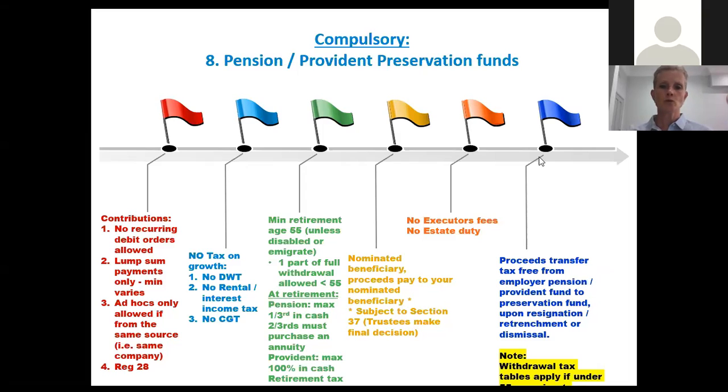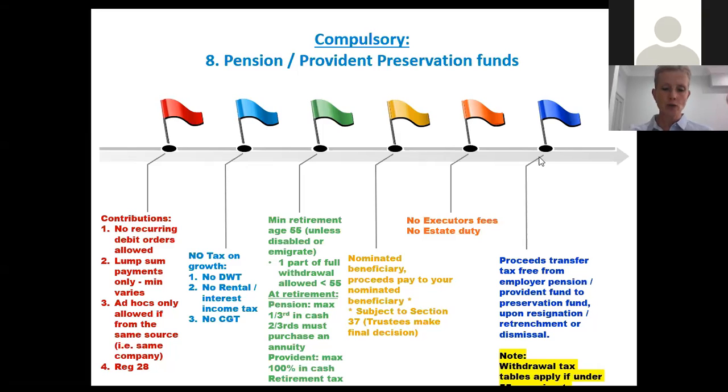So you can't contribute to a preservation fund again unless you happen, and that's the third point there, you can do an ad hoc into this only if you happen to work for the same employer twice or more, which I never thought would happen, but it does happen more than you think.